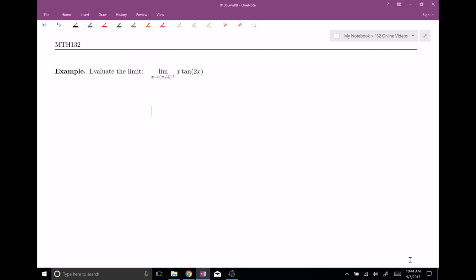Okay, so the big thing here is that we have this limit that we want to evaluate, and tangent is actually made up of a sine and a cosine, right? So even though it doesn't look like it right here, you actually do have a denominator. So I want to go ahead and rewrite this, maybe as my first step, as x sine of 2x divided by cosine of 2x, right?